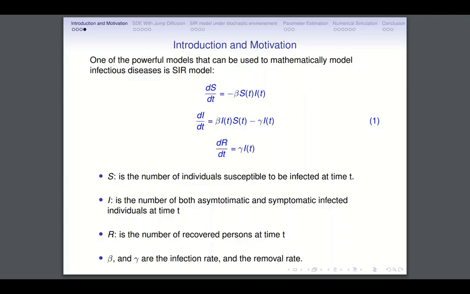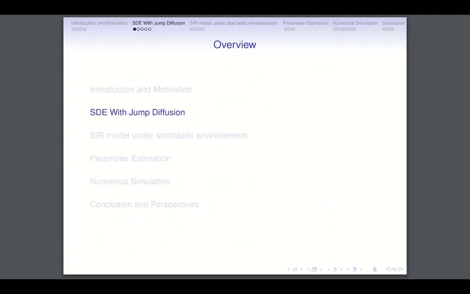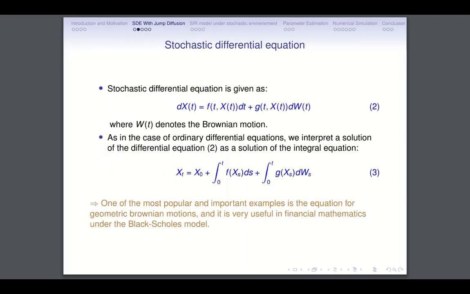So we can see here that SIR is one of the simplest and most powerful models intended to model infectious disease, to study the means by which disease spreads, and to evaluate strategies that can control the pandemic. But our goal here is to combine this classical model with a stochastic environment. For this reason, we are going first to present the stochastic differential equation with jump diffusion.